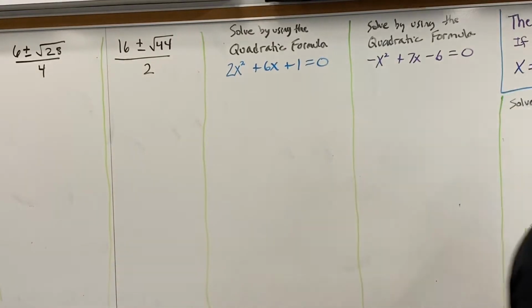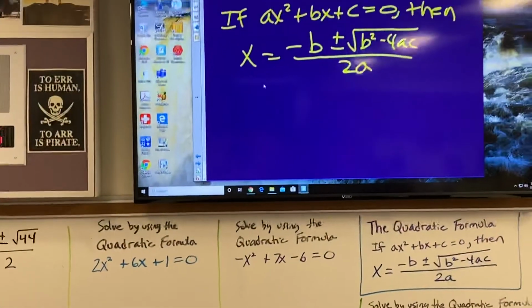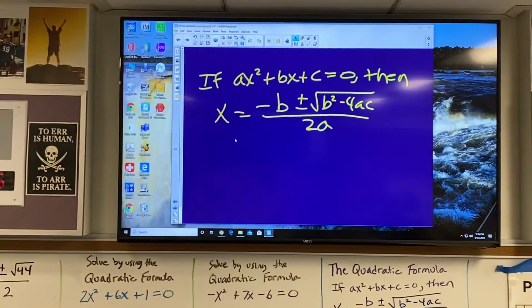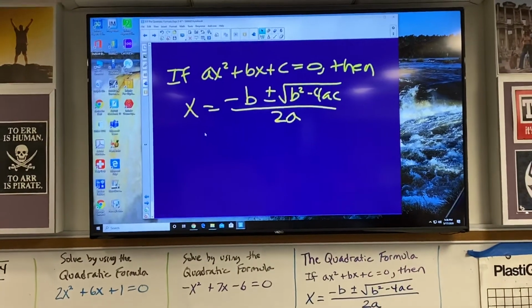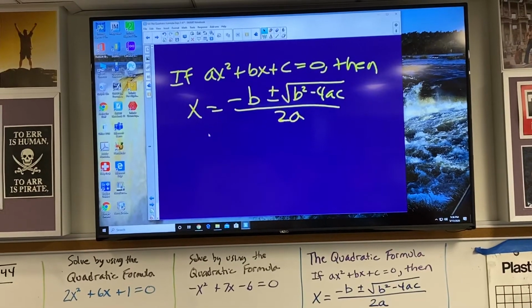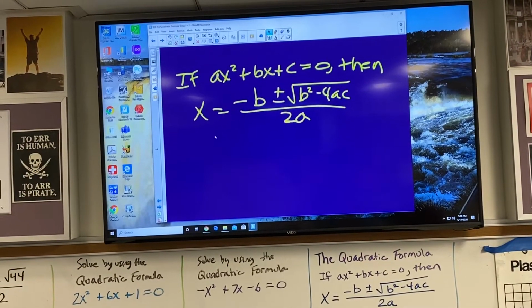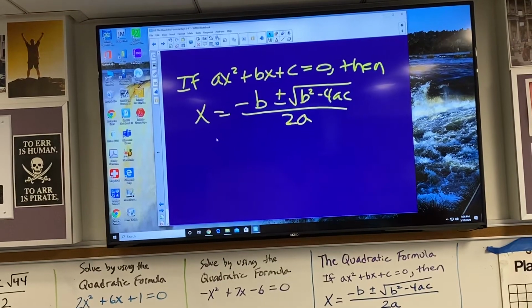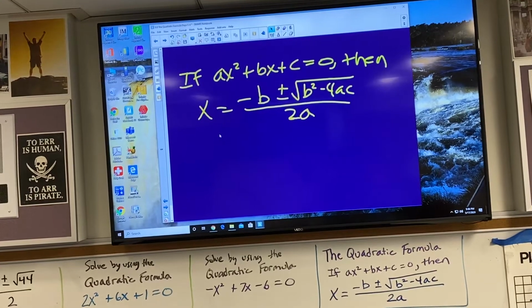I'm going to show you the quadratic formula up there right now. There it is. If ax squared plus bx plus c equals 0, that's the form you need to have your equation in, then x equals the opposite of b plus or minus square root of the quantity b squared minus 4ac, the whole thing divided by 2a. That is super important, okay?